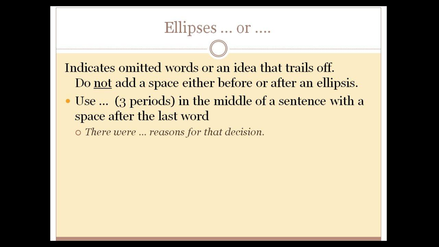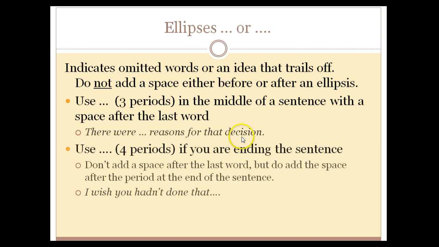Now, how to tell the difference. Use 3 periods in the middle of a sentence with a space after the last word. So in terms of this, you have 3 periods if there's more words that keep going. All right? If you use 4 periods, it's if you're ending the sentence, meaning you have ellipses and it trails off to a finish. Basically, you're adding the 4th period right there in the sentence. That one ends the sentence. Otherwise, 3 periods continue to keep going.